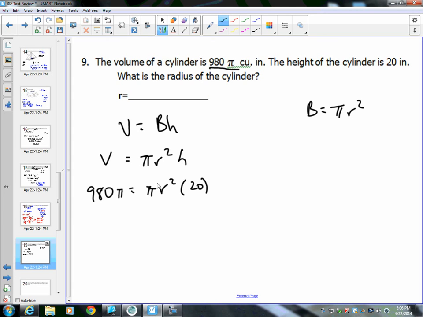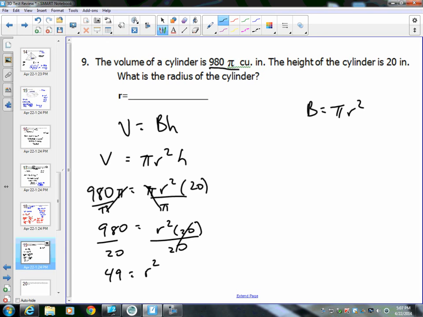We don't know r, but we know the height to be 20. So first thing I'm going to do is divide by pi on both sides. So these cancel out and these cancel out. We're left with 980 is equal to r squared times 20. Well, 20 is being multiplied, so to get rid of it, you do the opposite. You divide. So these cancel. 980 divided by 20 gives us 49 equals r squared.